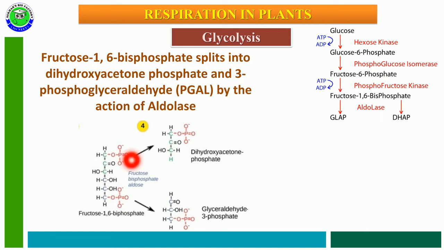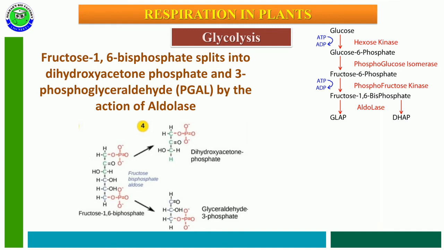The fourth reaction is the fructose 1,6 bisphosphate. Now it will be split into two molecules. In this, one of the molecules is dihydroxyacetone phosphate and the other molecule is glyceraldehyde 3-phosphate. This process is catalyzed by an enzyme called aldolase enzyme.